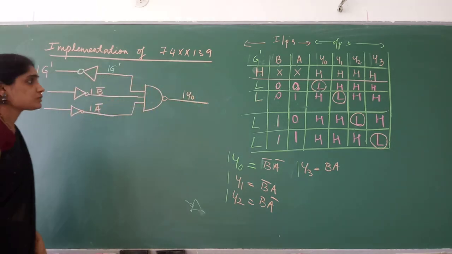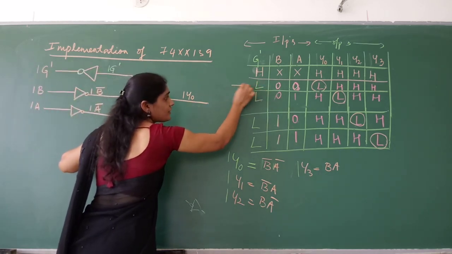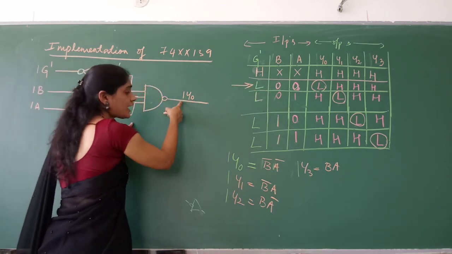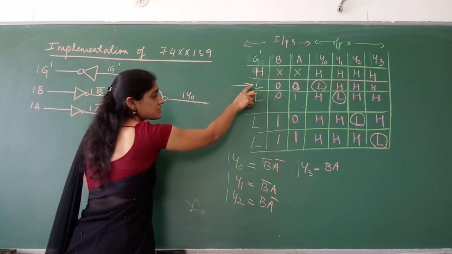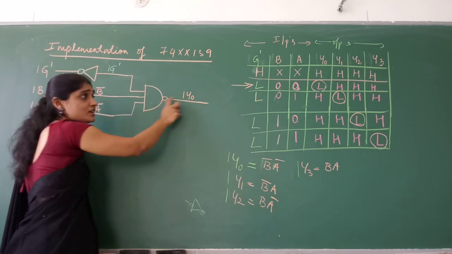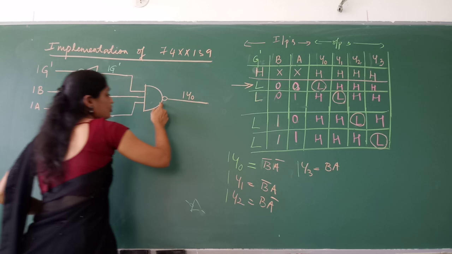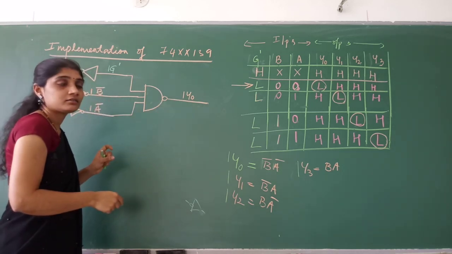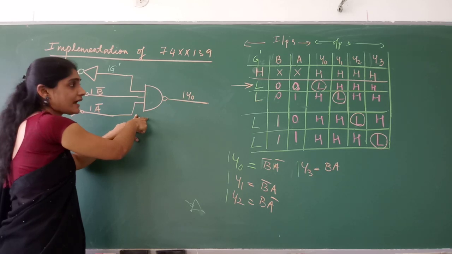I'll explain with an example: take the first combination, where I should get Y0 equal to low, right? Let me check this combination. Why am I using a NAND gate instead of an AND gate? It is because the outputs are active low. If the outputs were not active low, I would have used an AND gate. Since the outputs are active low, I have to use a NAND gate here, not an AND gate.